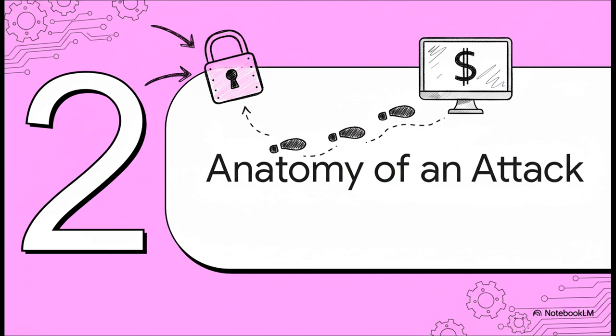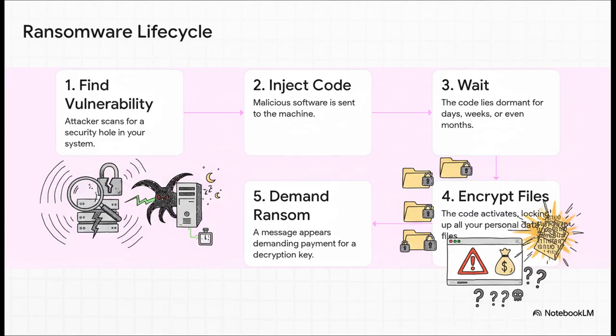So, how does a perfectly good computer turn into a digital hostage situation? Let's break down the typical anatomy of a ransomware attack, step by step. And you'll see it's a surprisingly patient and very methodical process. The attack usually follows a pretty clear path. First, the attackers scan the internet looking for a weak spot. Once they find a way in, they inject their malicious code. But here's the really sneaky part. They wait. That code can just sit there, dormant, for weeks, sometimes even months, and we're going to see why that's so devious in just a minute. Only then does it wake up, encrypt everything in sight, and finally, that ransom demand appears on your screen.